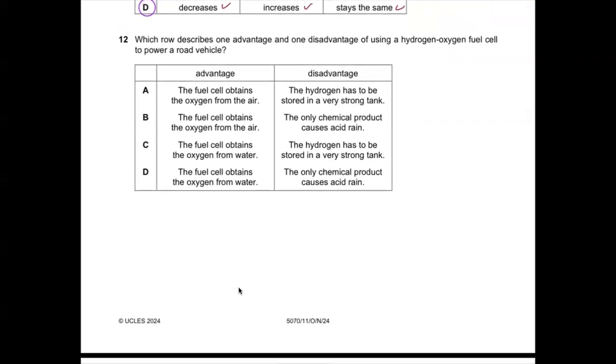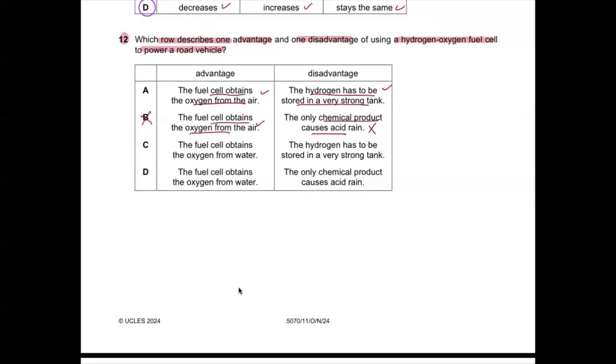Now, MCQ number 12. Which row describes one advantage and one disadvantage of using a hydrogen-oxygen fuel cell to power a road vehicle? The advantage: the fuel cell obtains oxygen from the air. The disadvantage: the hydrogen has to be stored in a very strong tank. We have to be very careful about hydrogen because it is a highly flammable gas. Its only chemical product is water, which doesn't cause acid rain, right?